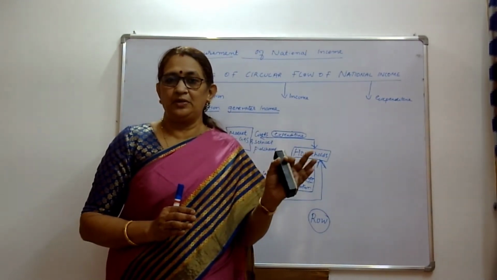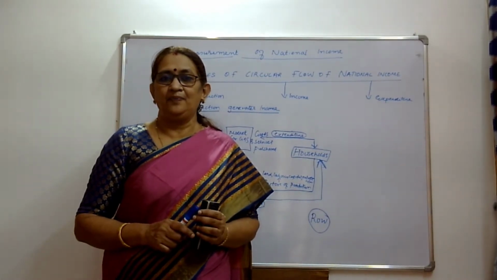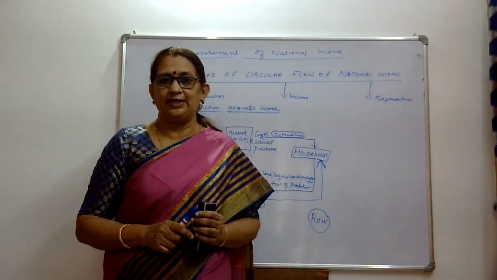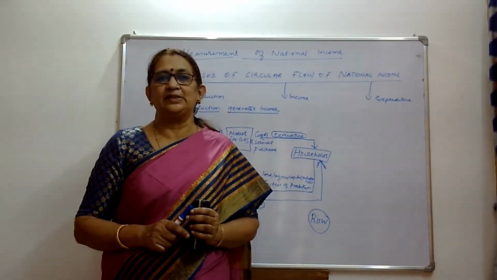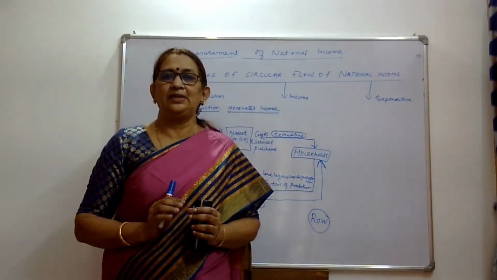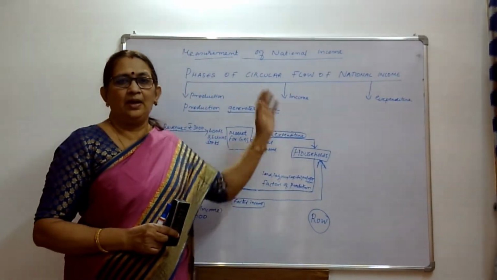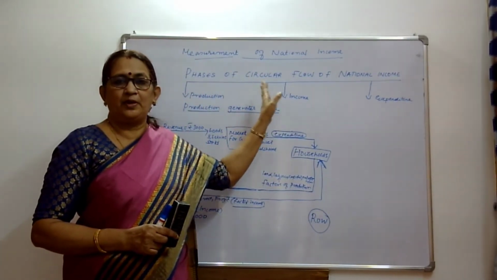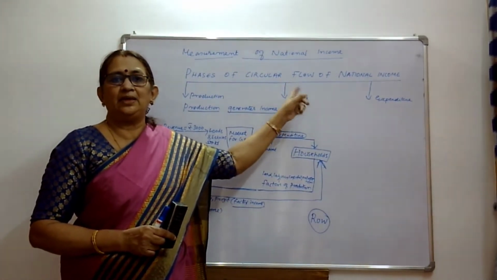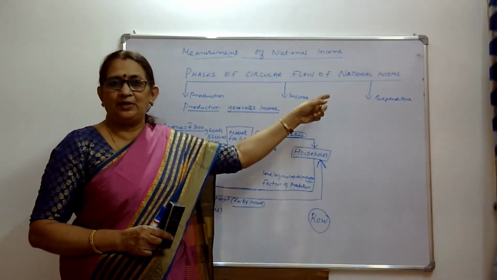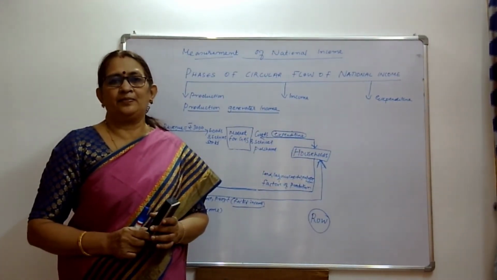Once more we are going through the important terms regarding the measurement of national income. There are three phases in the measurement of national income. They are production, income and expenditure. So, we are going to prove that the production of goods and services in the economy is equal to the total income generated in the economy, which is equal to total expenditure generated in the economy.